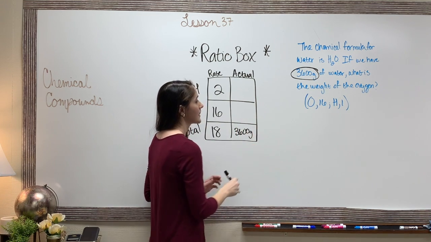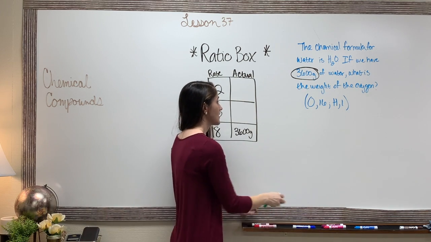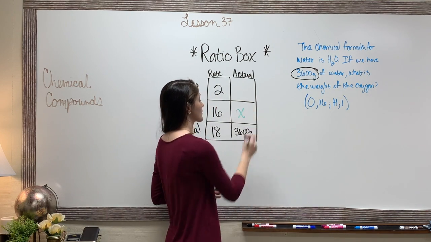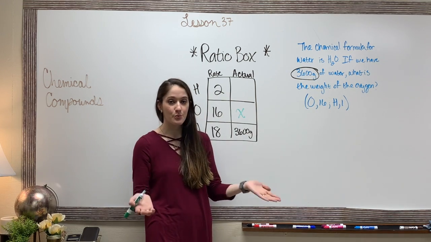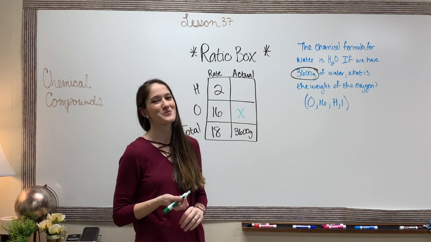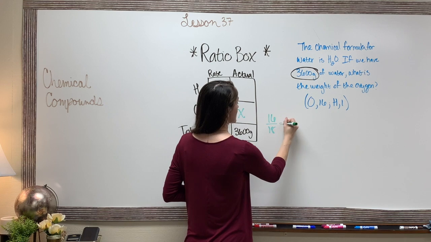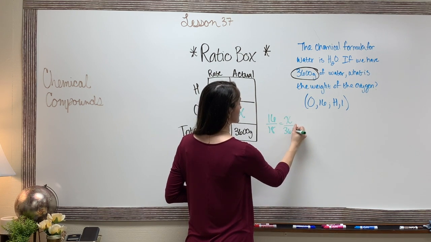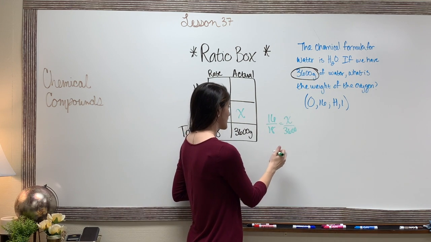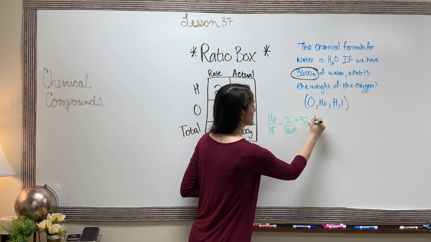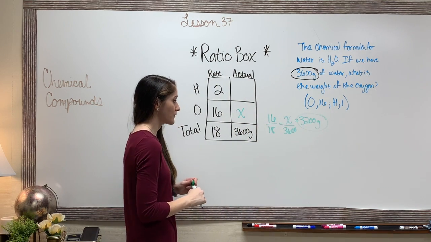3,600, and then we have to ask ourselves, what is the question wanting us to find? They want to know the weight of the oxygen. So right here is where I put my unknown, my x. So we're just going to solve this like a proportional problem, like every other proportional problem that we've done with a ratio box. So we have 16 over 18 equals x over 3,600, and we're going to cross multiply, and so we'll end up with 3,200 grams. Important to remember that unit of measurement as we finish.